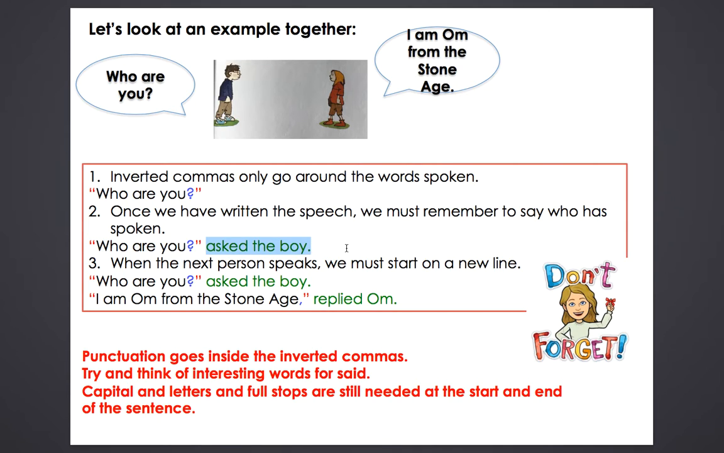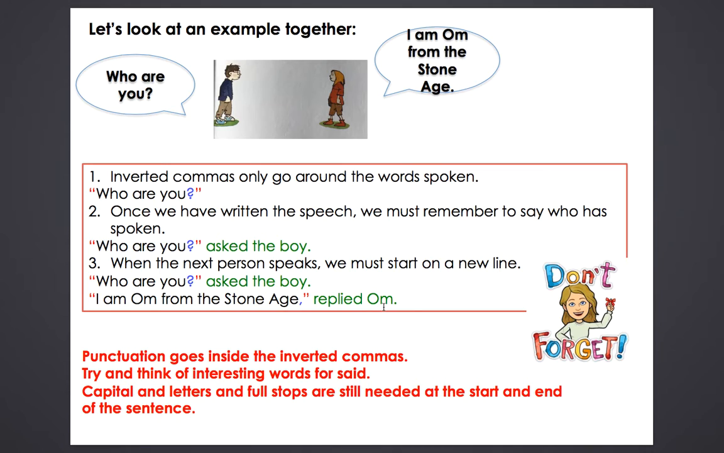Okay, then when the next person speaks, we must start on a new line. So here's my example. I've got "Who are you?" asked the boy. Then "I am Om from the Stone Age," replied Om. Now if you notice in these two sentences, I've got my inverted commas just around the words spoken, not the whole sentence. And then in each example in the green, I've got my reporting clause. I have told the reader who is speaking.